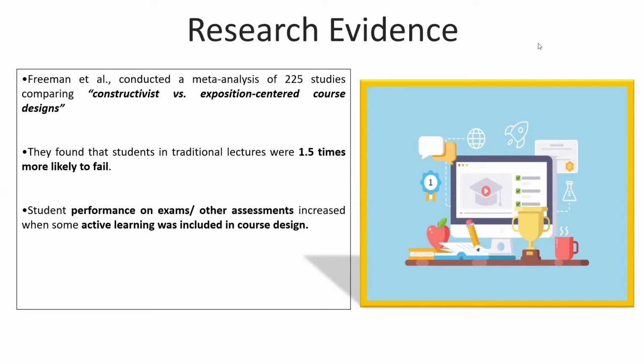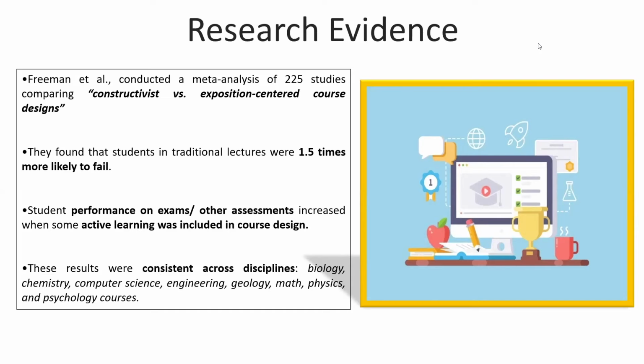So there are two advantages of active learning strategies which are clear, that they reduce failure rates and they increase performance on exams, apart from the well-known benefit of generating interest in class. Also, the benefits offered by active learning strategies were consistent across disciplines, which included natural sciences as well as social sciences. So students of biology, chemistry, computer science, engineering, geology, maths, physics, and psychology showed lower failure and higher performance on exams when active learning strategies were used. And here comes the logic for actually trying out these strategies in our own classroom.